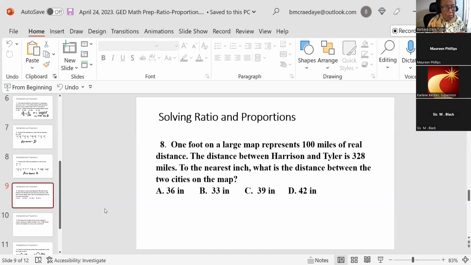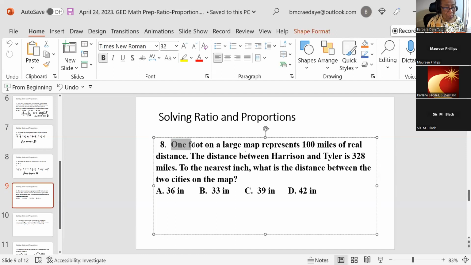I divide 100 by 3. Where do you get 3 from? It's 328, Mercedes. Harrison and Tyler is 328 miles. Tell me what you did, Maureen. I divide 100 by 328. I divide the 100 miles by the 328. I get 0.304 and all down to the 9.